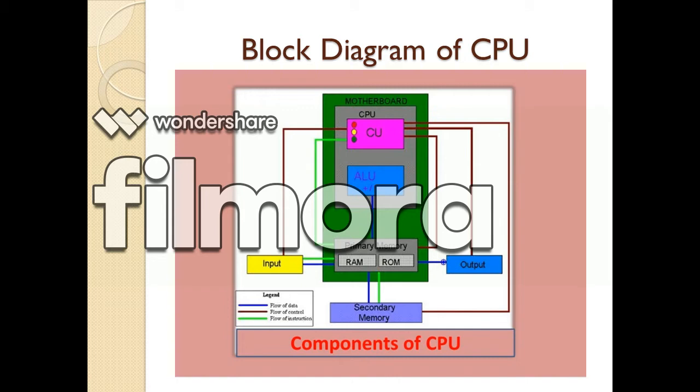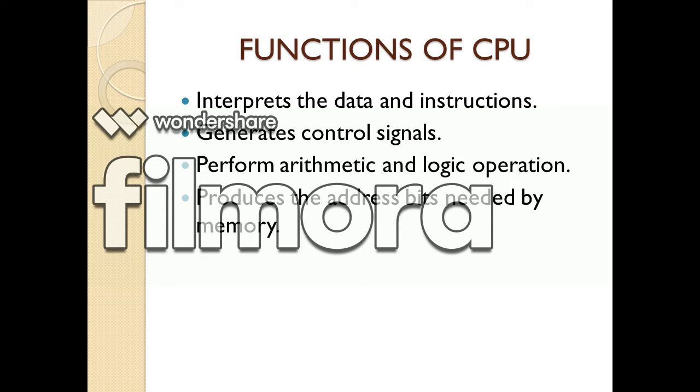As you can see in the block diagram of a CPU, you can see the components of the CPU as well as the flow of data and control between the different parts of the computer. Functions of CPU. It interprets the data and instructions, generates control signals, performs arithmetic and logic operations, and produces the address bits needed by the memory.